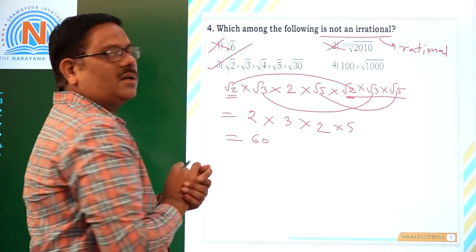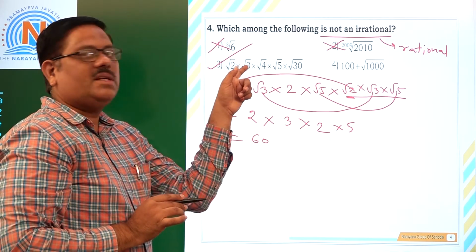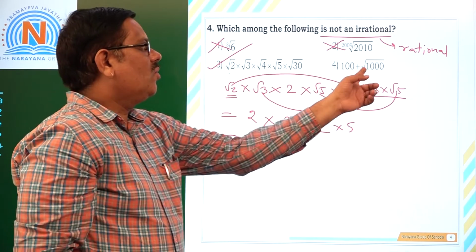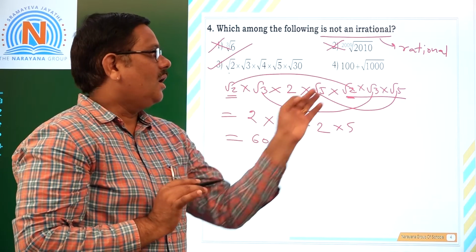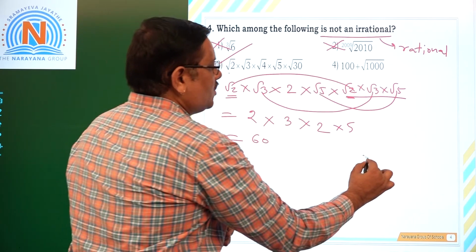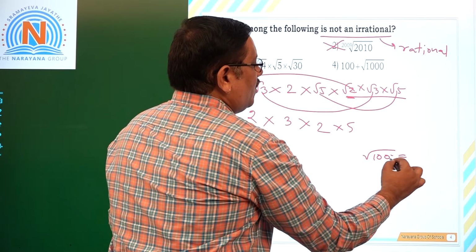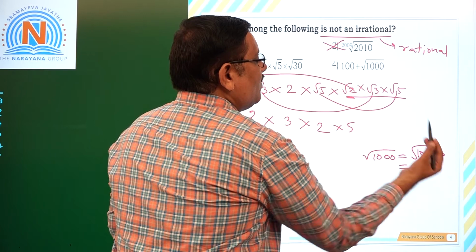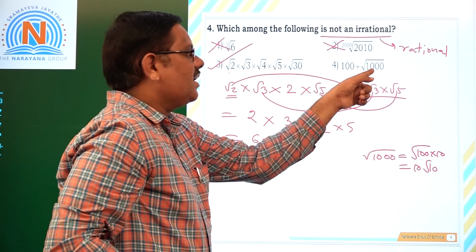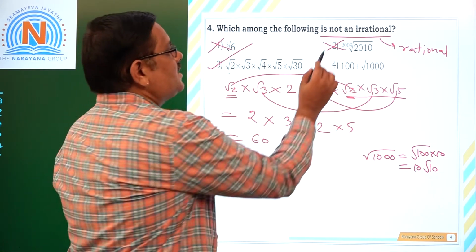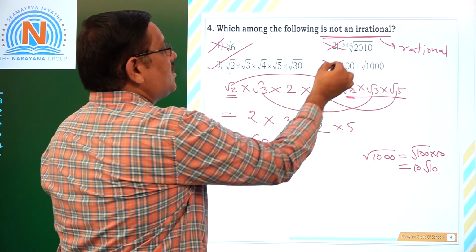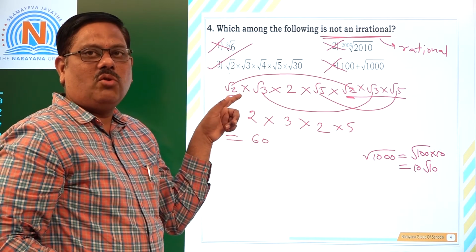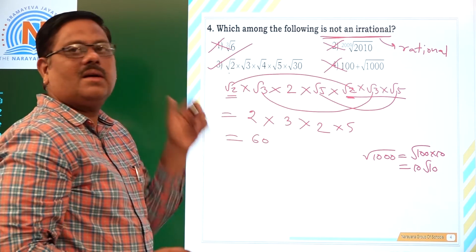So the third option is the correct option. It is not irrational because it is rational. Fourth option, 100 plus root of 1000. Root of 1000 is 10 root 10, since root 1000 is root 100 into 10. So it is 100 plus 10 root 10, which is irrational. A rational plus irrational is always irrational. But he is saying which is not irrational, so this is also not the right answer. Out of the 4 given options, only the third option is qualified to be a rational number. So that is the right answer.